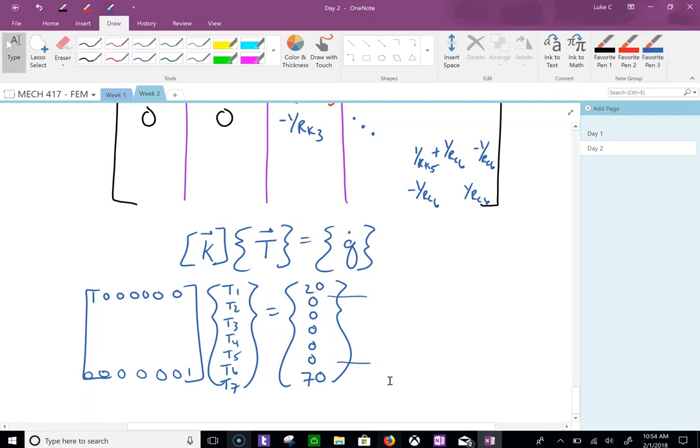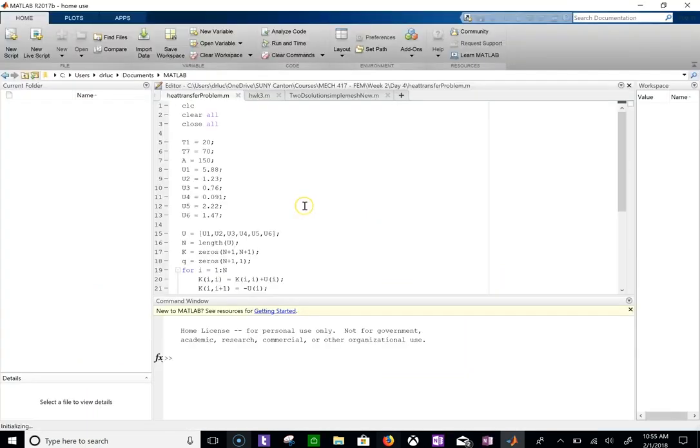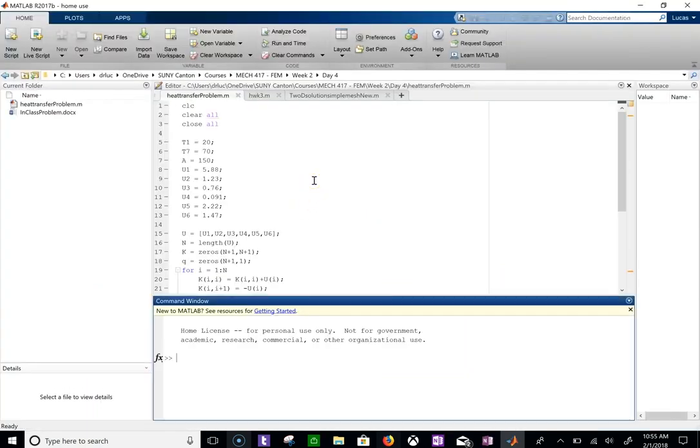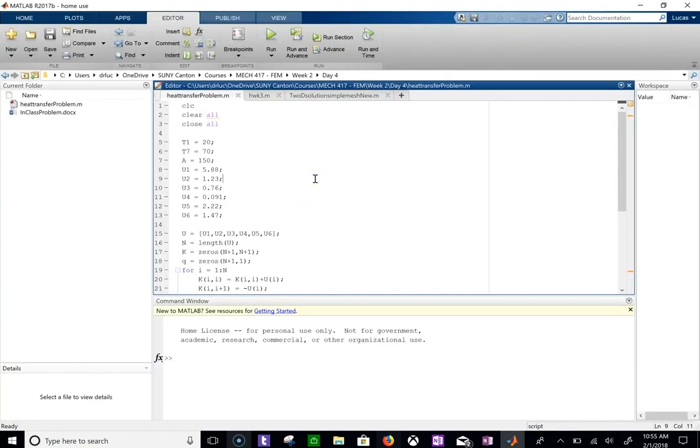And again, how do we solve for T? What do we need? We do K to the minus 1 times, let's call it big Q. Sure, or b, whatever you want. Oh, look, it's already up. Isn't it? It's wrong.